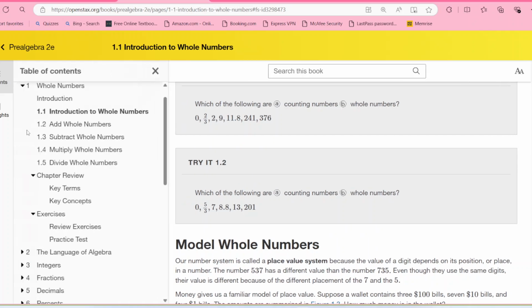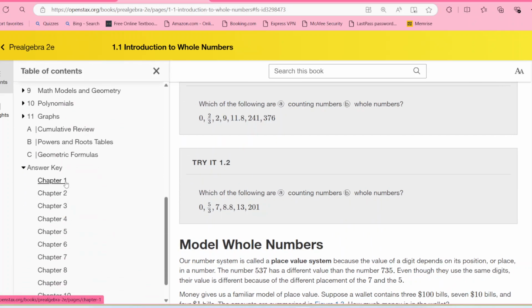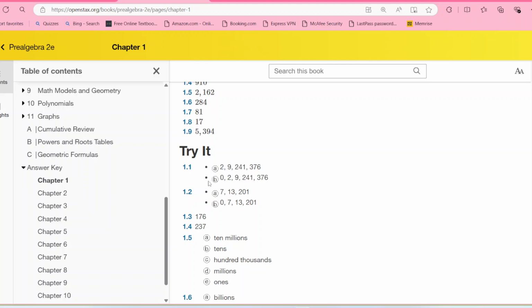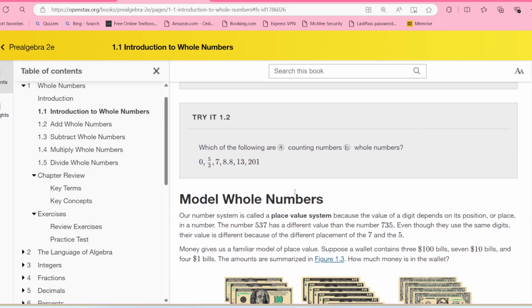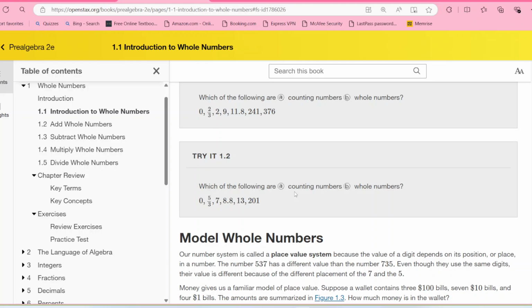All right, let's check it out. And back to the answer key, Chapter 1. Try It 1.2, and you see 7, 13, 201 for Part A, the counting numbers, and 0, 7, 13, 201 for Part B, the whole numbers. And then I click on 1.2. It takes me right back to the reading. Wonderful. Great. So hopefully that was simple enough.